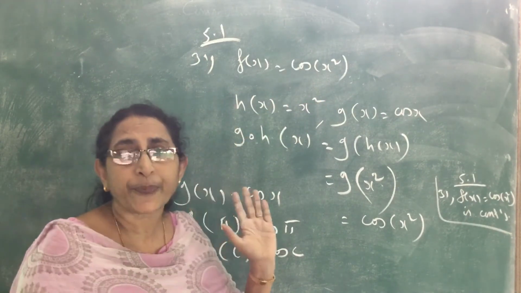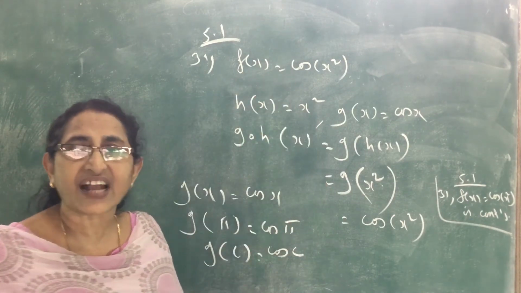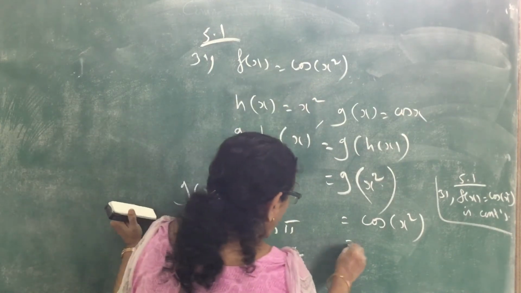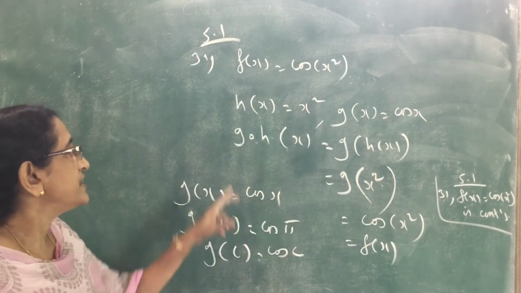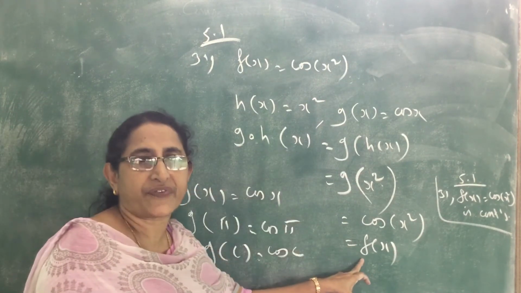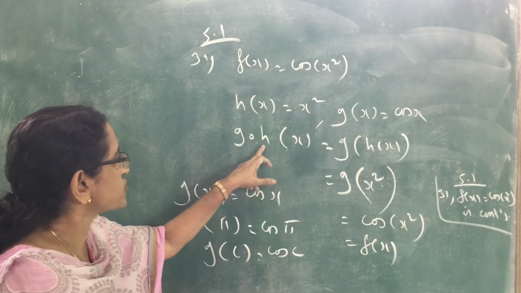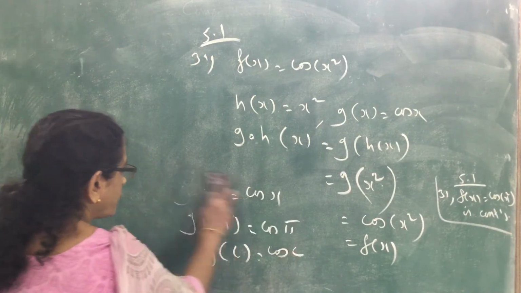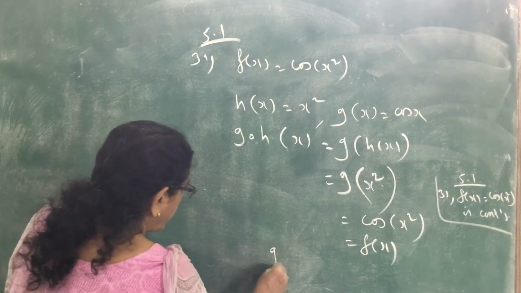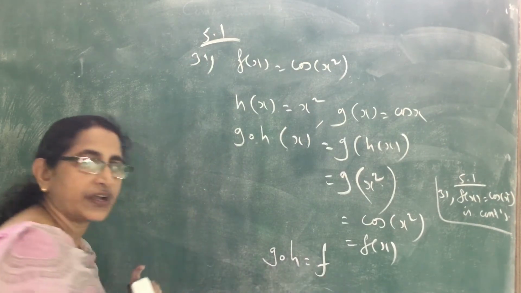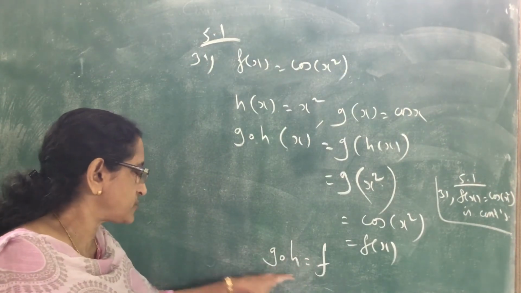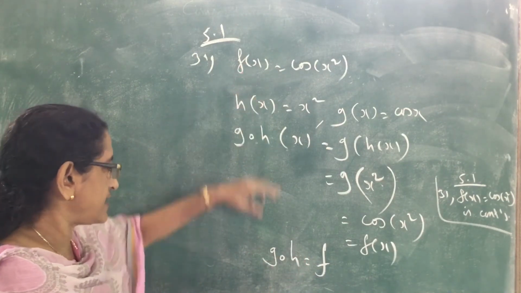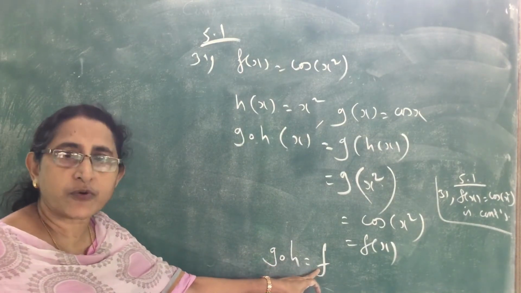We have to prove that f of x equal to cos x square is continuous. So this cos x square is same as f of x. So what we got? g composite h of x equal to f of x. That means the composition of g and h is equal to f. Therefore, the given function f is same as the composition of g and h.